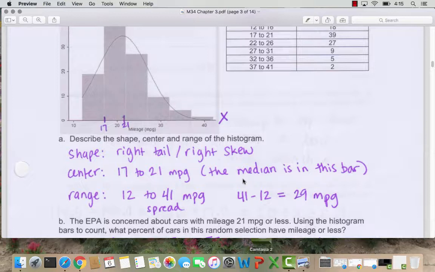And then the range is going to be 41 minus 12, or 29 miles per gallon, because we say the spread is from 12 to 41, and then we subtract to find the range.